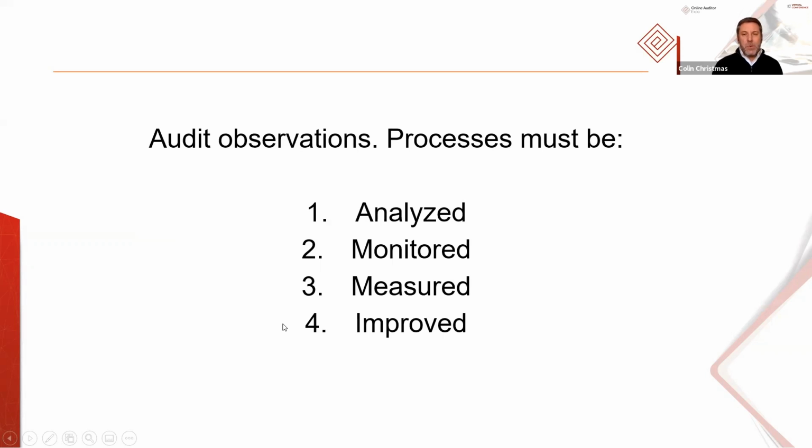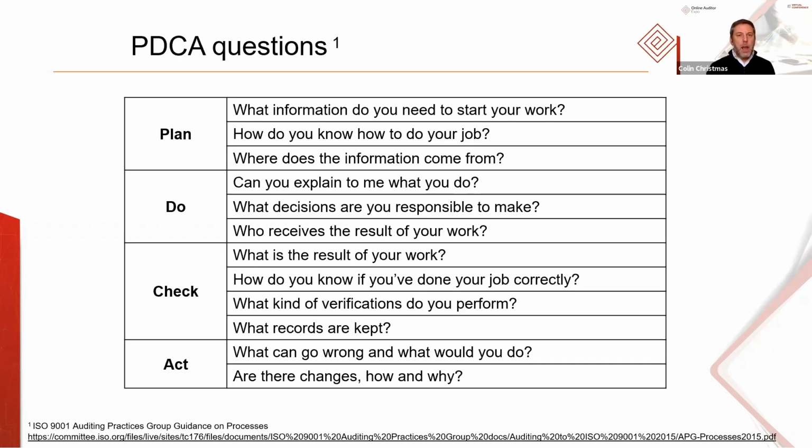And then when you're looking at processes, what's the mantra that I typically look at to go through and understand that an organization has the processes under control? Have they been analyzed? Have they been monitored? Have they been measured? Have they been improved? So those are the 4 areas that I will be ticking off when I'm doing a food safety audit. And then what are the PDCA questions? So PDCA questions is ultimately split between plan, do, check, and act.